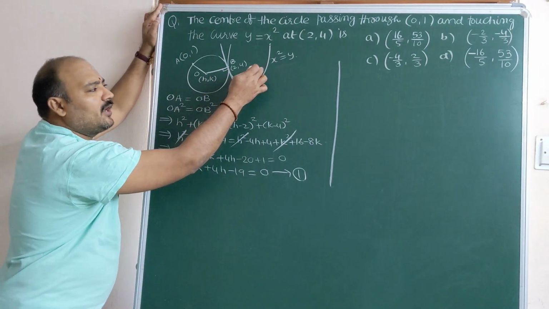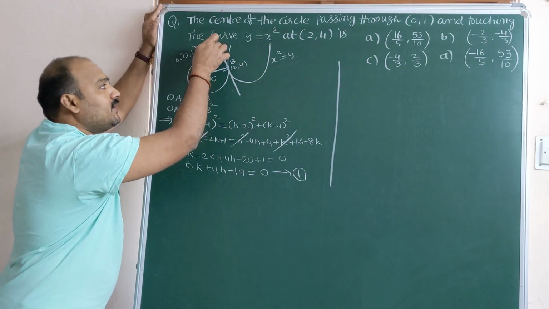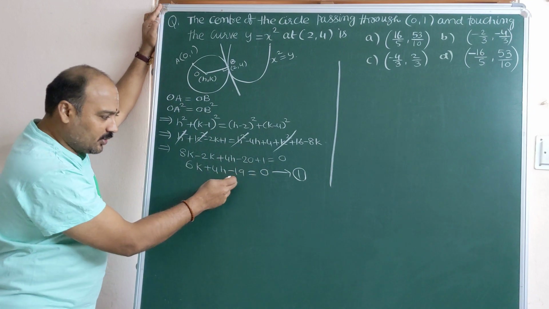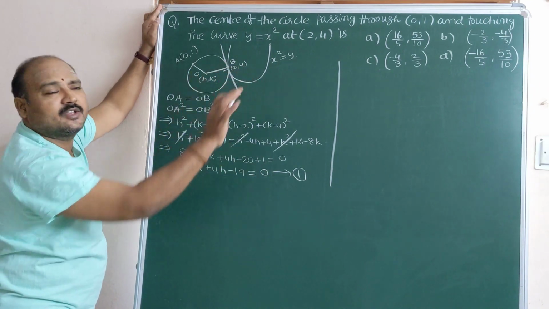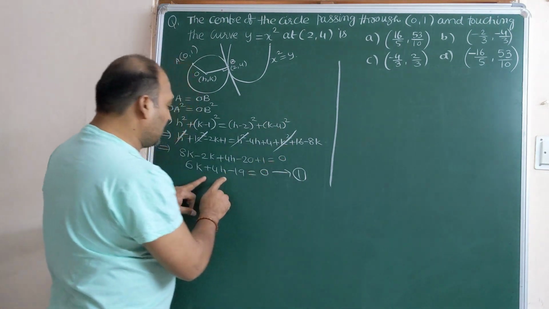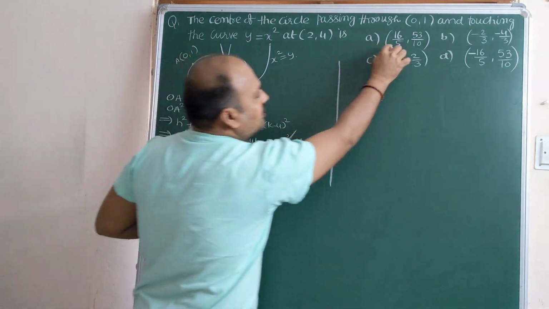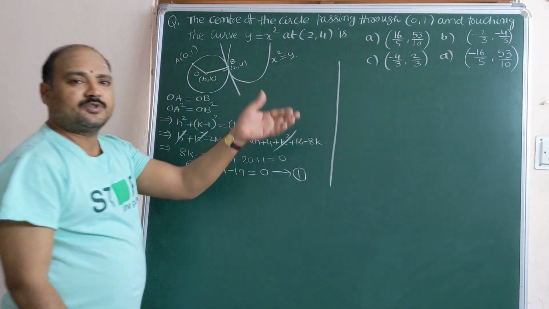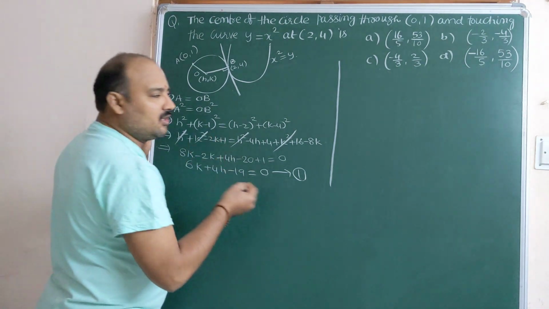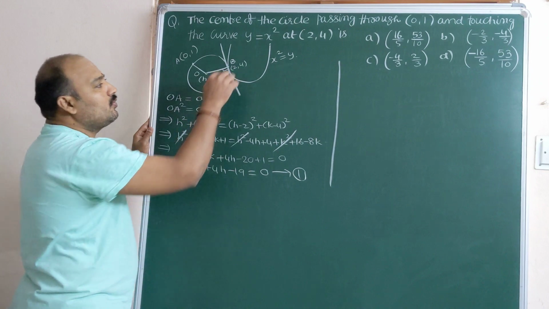Calculate the tangent equation; the slope of the tangent and the slope of OB are perpendicular. We get another equation like this. Solve the two equations, we will get the center. That is one procedure. Otherwise, we can substitute the (h, k) value in this equation and see which option is going to satisfy. That is the right answer. But I will show you another method also.